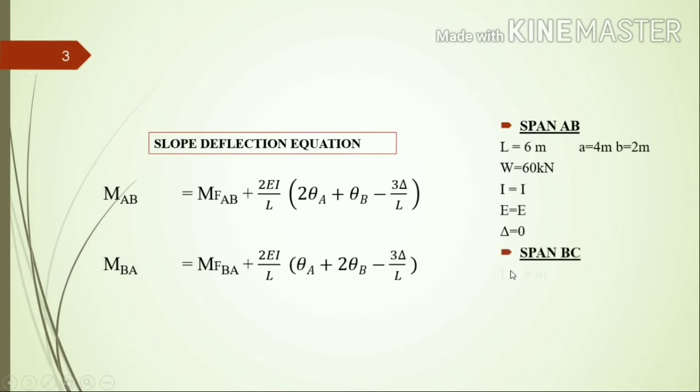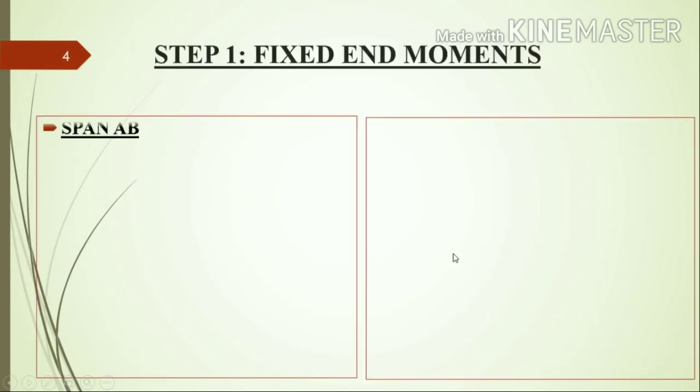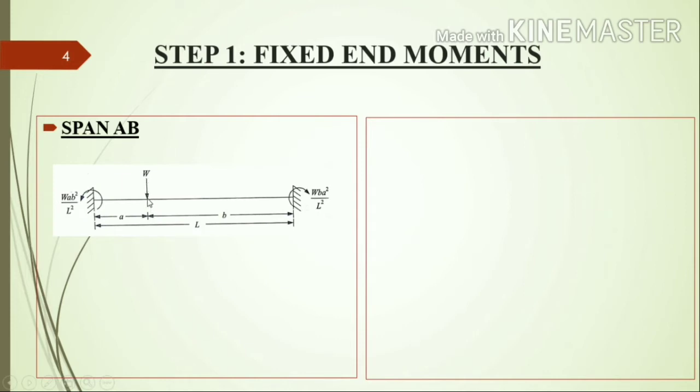Similarly, for span BC, L, the span is 6 meter and a 30 kilonewton per meter UDL is acting along the span BC. So W is equal to 30 kilonewton per meter. Then I is equal to I, E is equal to E, and delta is equal to 0. Then first step, calculation of the fixed end moment. For span AB, there is a concentrated load W acting at a distance of a from the left hand side support. Here the load is not symmetrical.